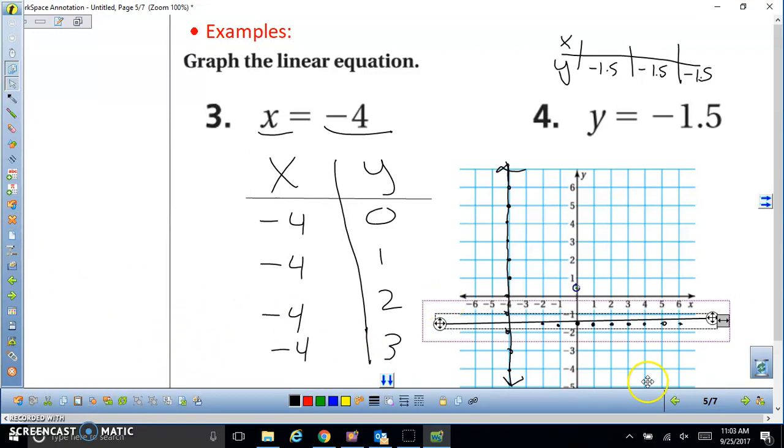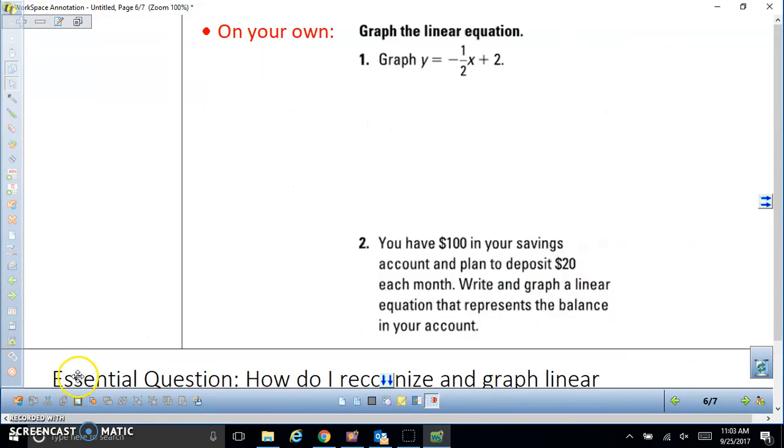Let's go ahead and get to that on your own part. And you go ahead and graph these two. When you're ready to resume, go ahead and press play. I'll be waiting.